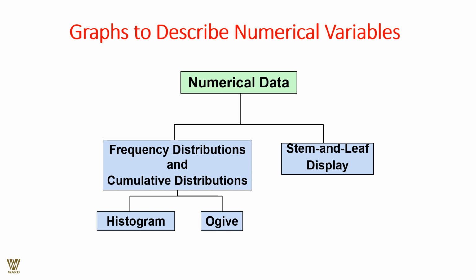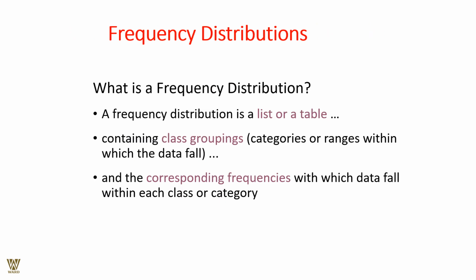Frequency distribution would be Ogive and histogram chart, whereas a stem and leaf display would be just a stem and leaf. I will show it to you in the subsequent minutes. Frequency distribution, what is it? Let us talk about it.